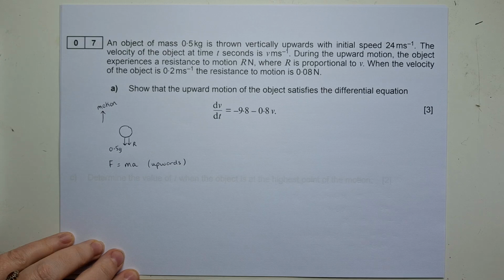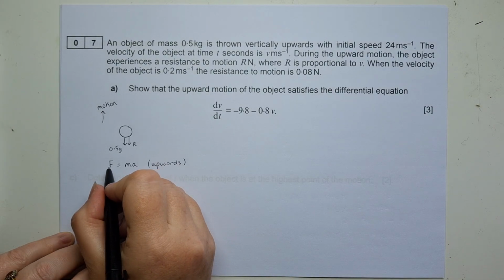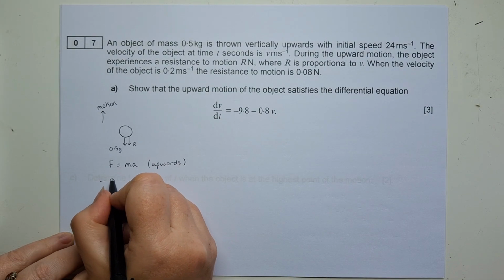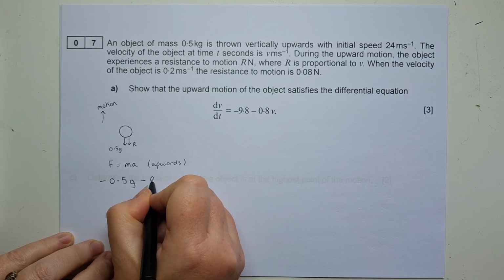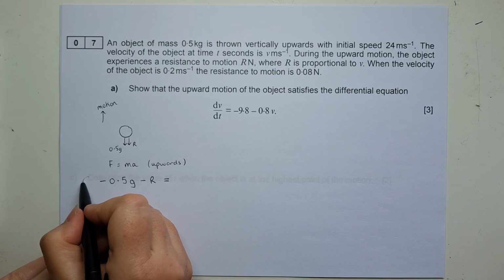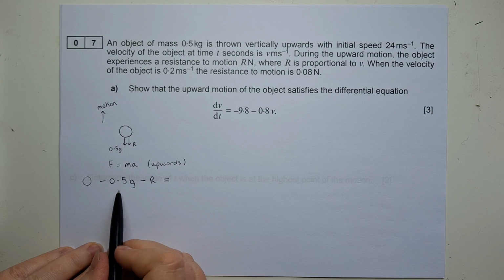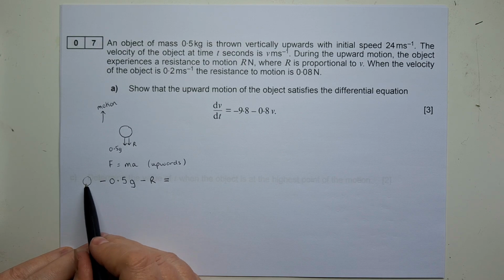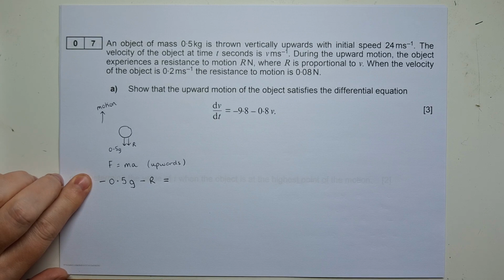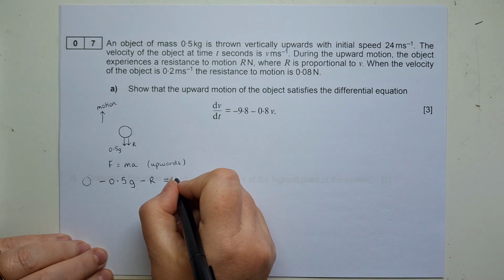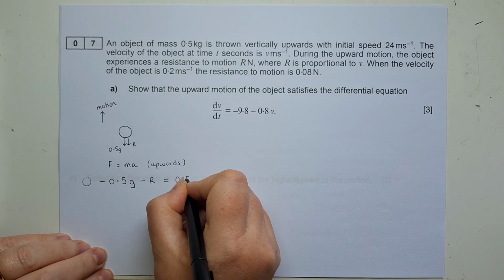we've got a pair of forces that are trying to slow it down. We don't have a forwards force. If you want to put 0 minus 0.5 g and minus r, you can put 0 in for now, or you can just not put anything as a forward force. That's fine. That then will equal 0.5 a.